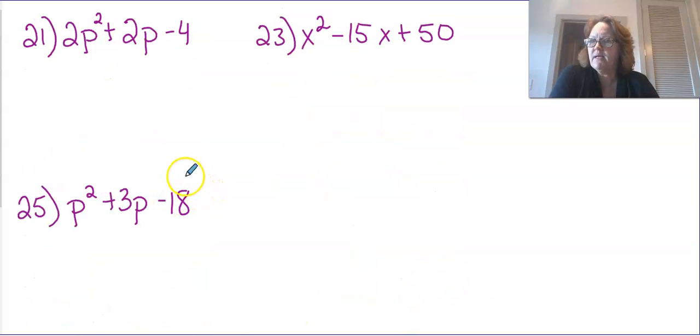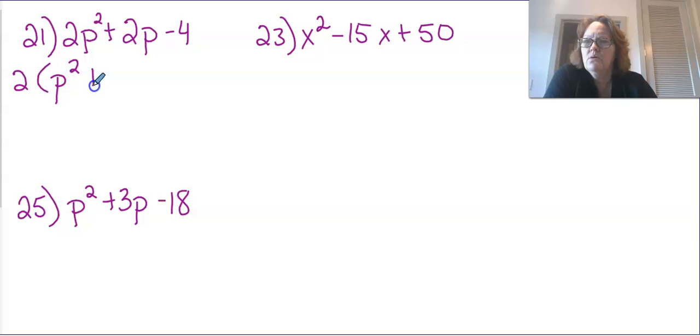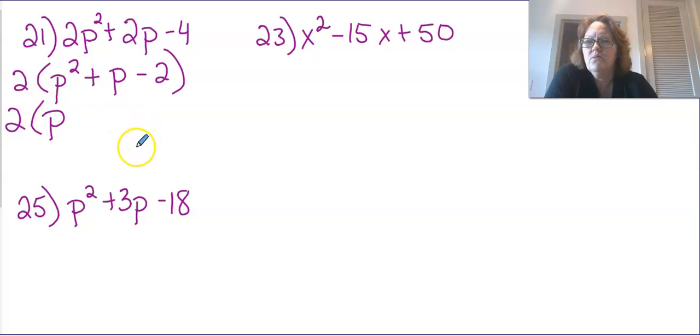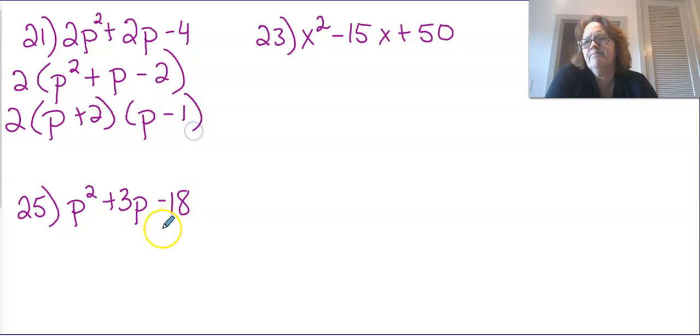All right. So here we have the last 3 odd problems. 21. I need to pull out a 2. Okay, and then keep that 2 there. That's going to be P plus 2 and P minus 1. Yep, 2 minus 1 is 1, and 2 times negative 1 is negative 2.